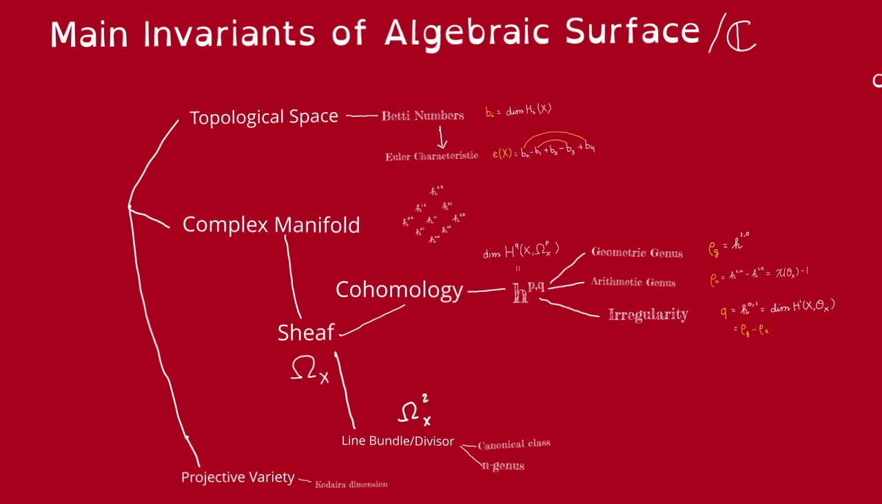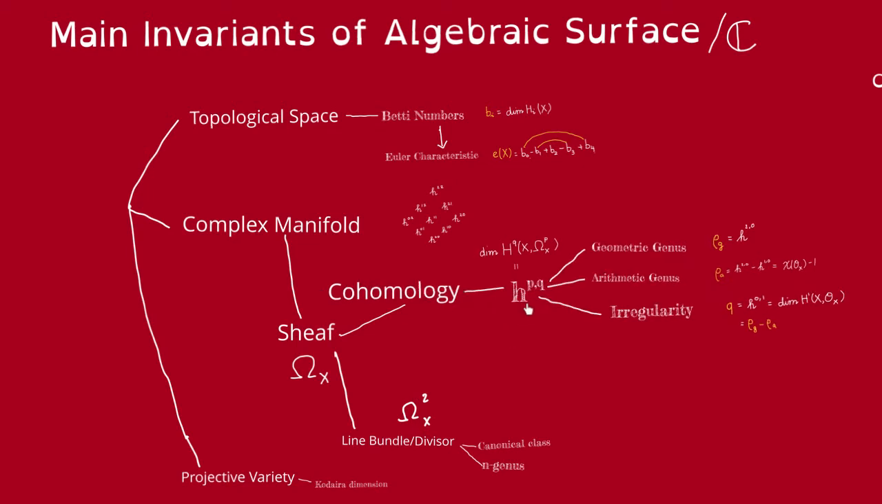From that viewpoint, we get the invariants called the Hodge numbers. They are defined to be the dimension of the cohomology groups of powers of these sheaves of differential forms. Note that by definition, the zeroth power of omega X is just defined to be the sheaf of holomorphic functions on X. Thus, for every surface, we have a Hodge diamond like this.